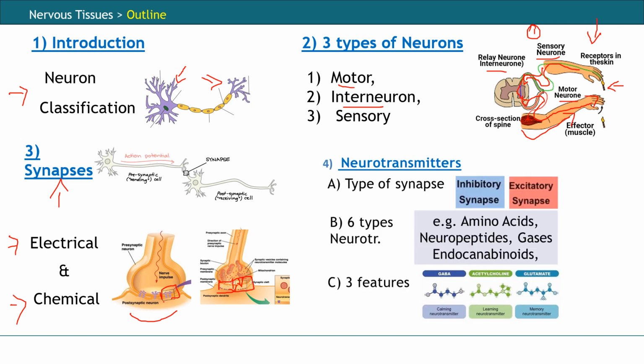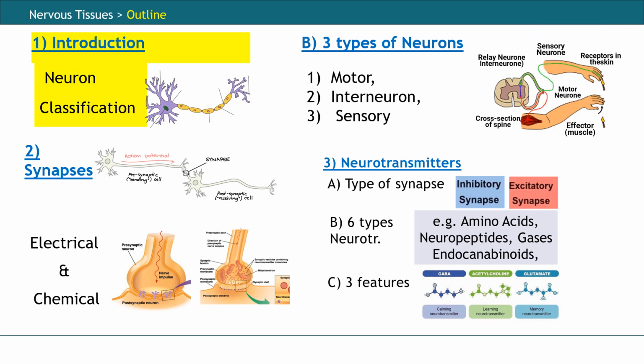Then we're going to talk about different types of neurotransmitters, some that are inhibitory, and ones that are excitatory, and I'm going to give you several examples. Okay, so let's start with the first. Let's focus on the basic terminology, and for that I'm going to show you your textbook.